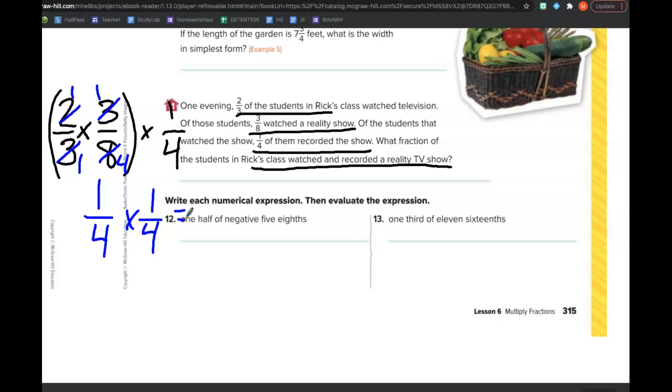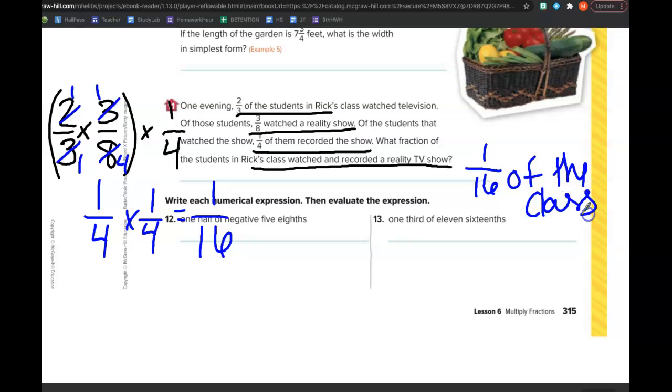So Angelo says to multiply straight across. So 1 times 1 is? 1. 4 times 4 is? 16. So my answer is 1/16 of the class. That doesn't mean there's 16 kids, because there's not 16 kids in this class, but there is a 16th of the class.